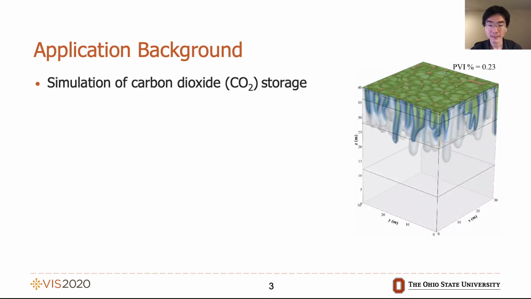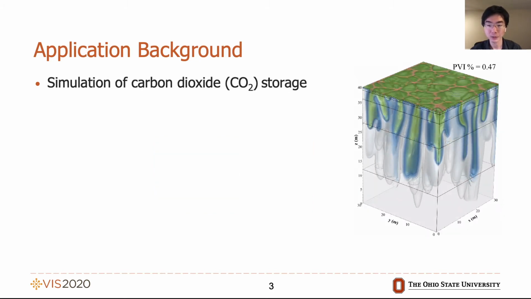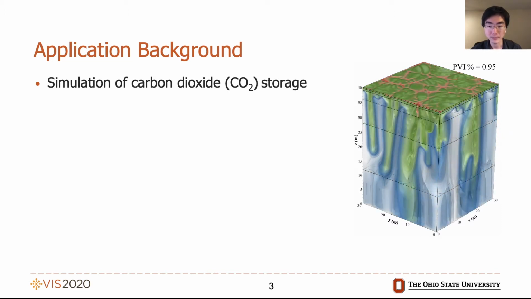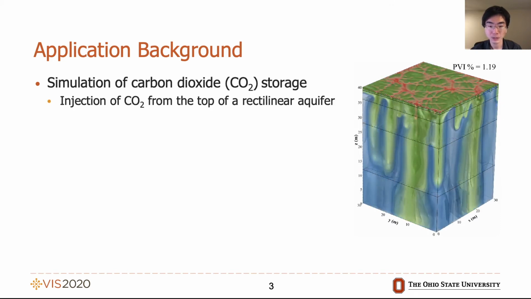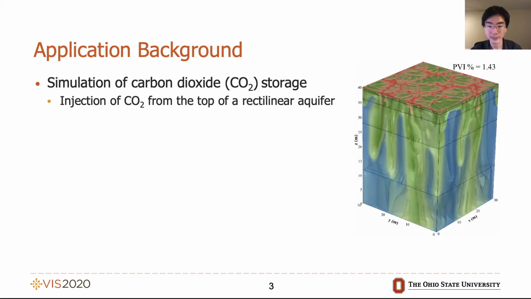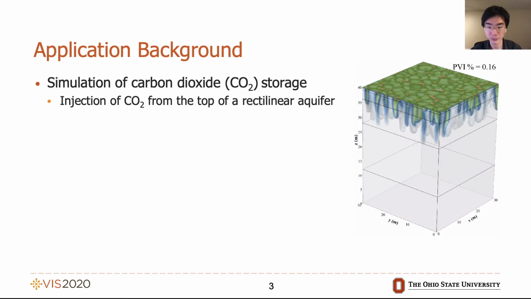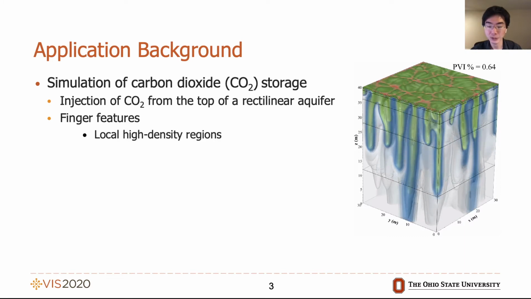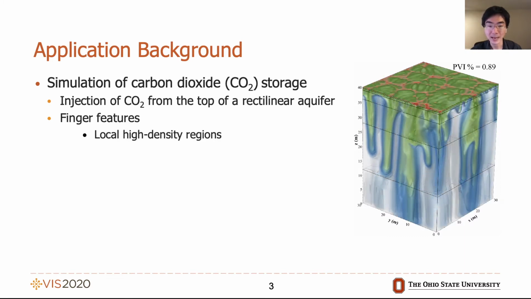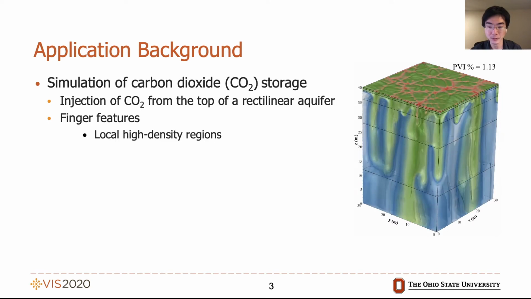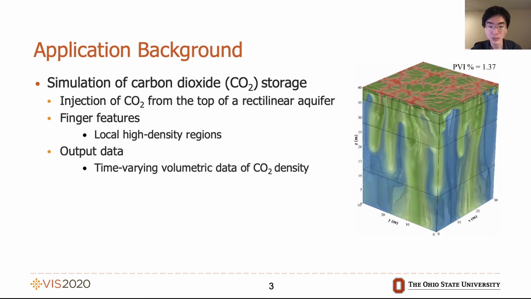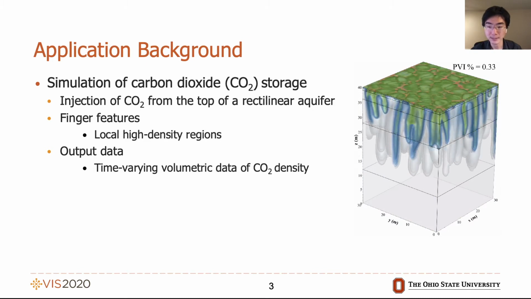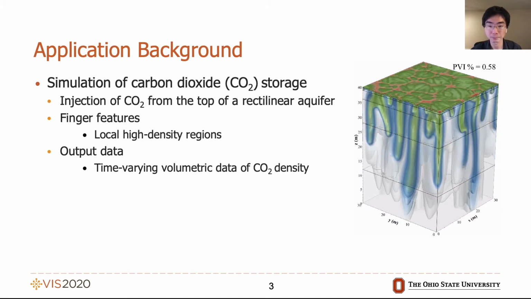The time-varying data in this work are generated from a simulation of carbon dioxide storage and is applied for global warming mitigation in earth science. In the simulation, CO2 is injected from the top of a rectilinear aquifer. CO2 volume tends to spread out from high-density regions to low-density regions. Hence, high-density regions usually form the center of the finger structures. The simulation finally outputs the time-varying volumetric data for CO2 density over the entire aquifer domain.